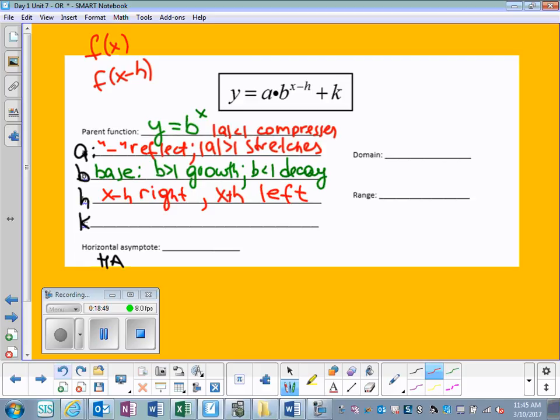So the same kind of transformations always work the same way. What if I add the number k at the very end? Up or down? If plus k, then it's up. If it's minus, then it's down.